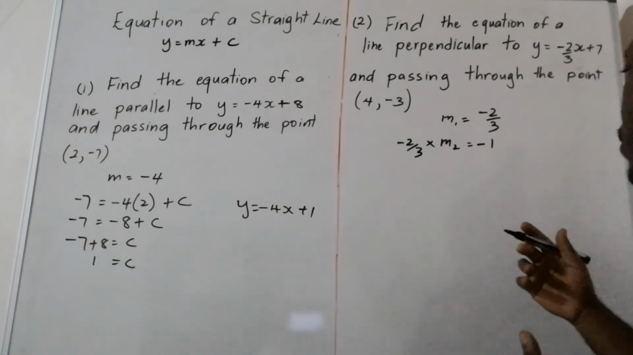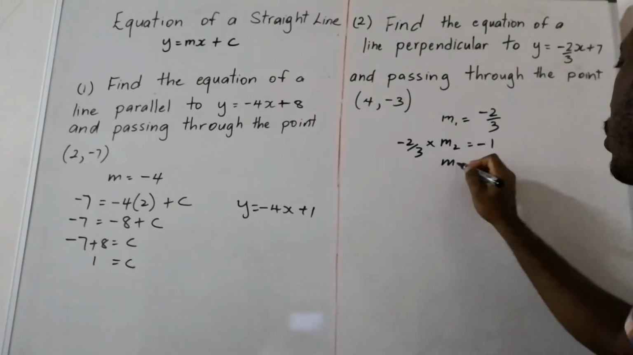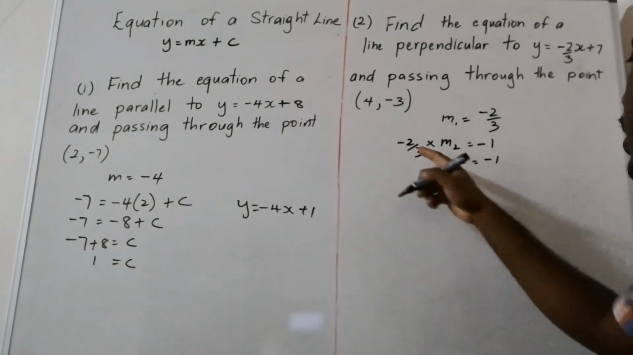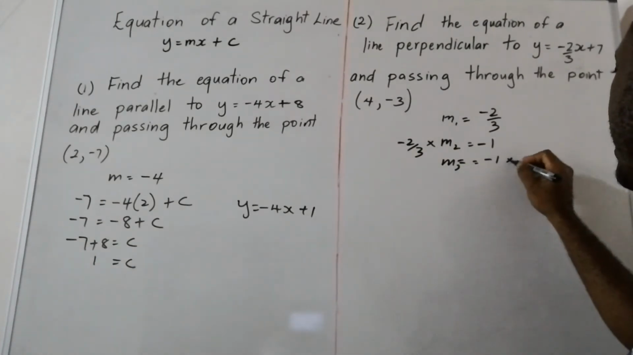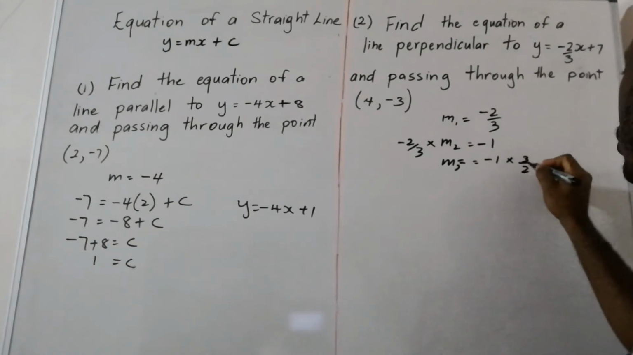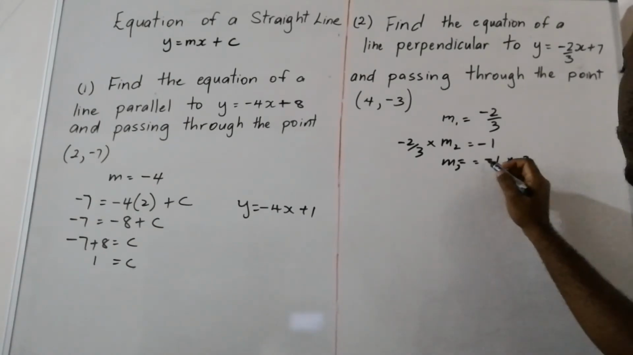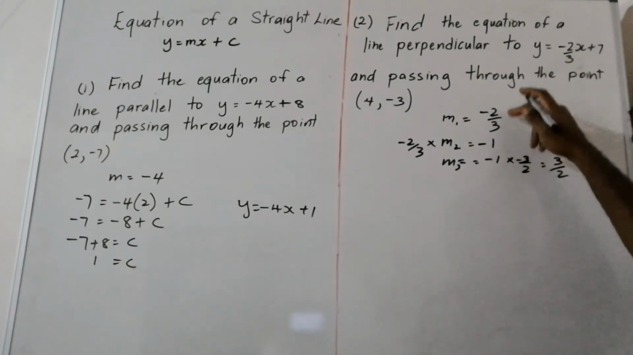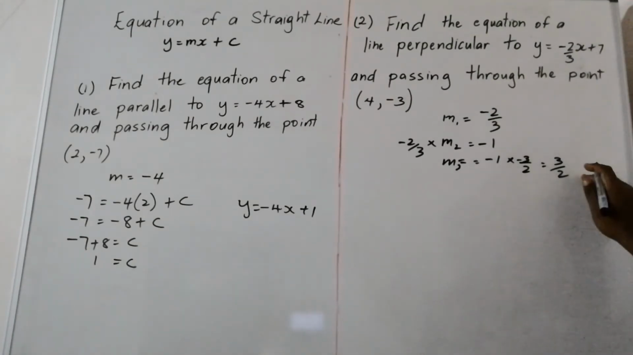So if we work this out to find m2, it will be equal to -1. When we take this over, we upturn it, which will be times -3/2. The negative and negative will give us a positive, and our answer will be 3/2. So we upturn and change the sign. So the gradient of the perpendicular line will be 3/2.